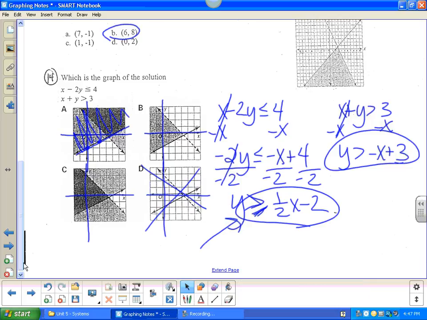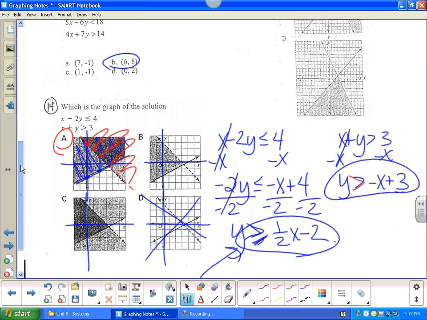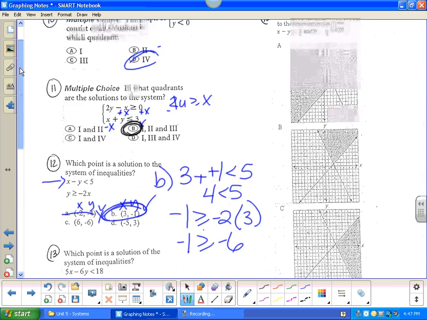To take my next equation, I'm going to go up to 3, which this one does, down 1, right 1, yep, dotted line, yes, and greater than, so shade above, absolutely. Answer's A.